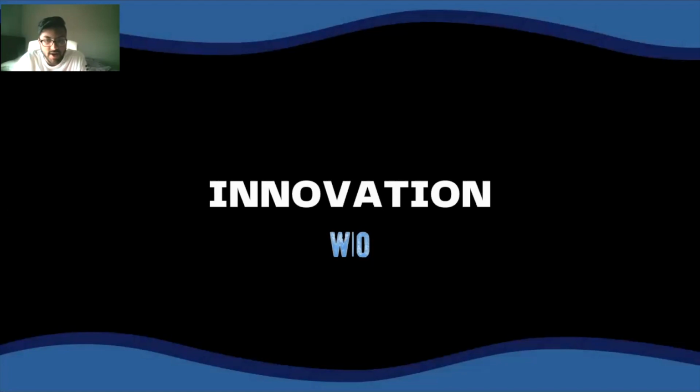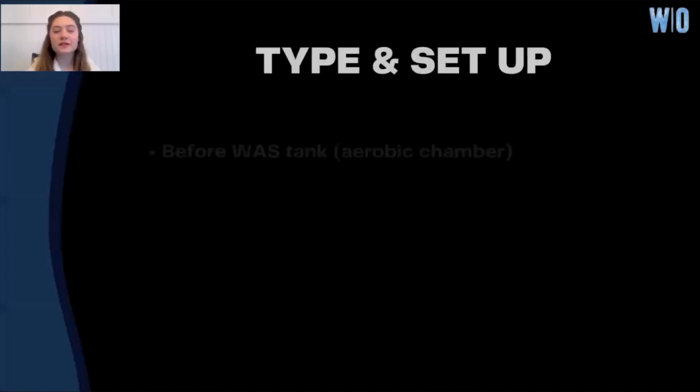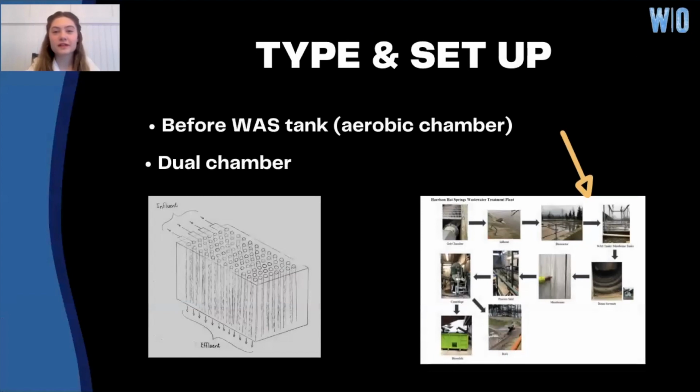And this is where the magic happens, innovation. We are proposing to place the microbial fuel cell before the waste tank, since the activated sludge will need to flow through it. We will most likely be using a dual-chambered cell instead of a single-chambered cell, since it was studied to generate more power. For the setup, we are looking into using 96 microbial fuel cells that will be connected in parallel and series, making sure to avoid short circuits.